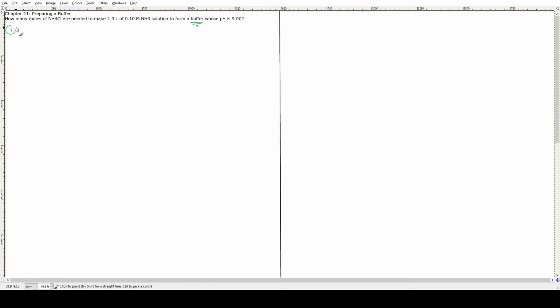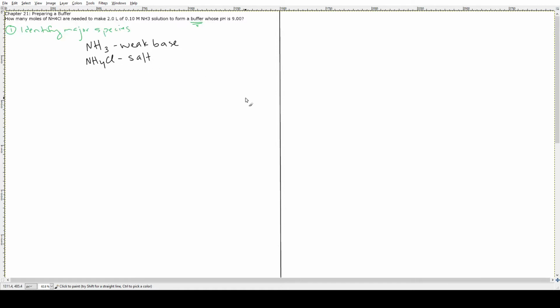So step 1, we're going to follow our usual steps at the beginning. Identify the major species. So we have 2 of them. We've got ammonia, which is a weak base. And then we have ammonium chloride, which is its salt.